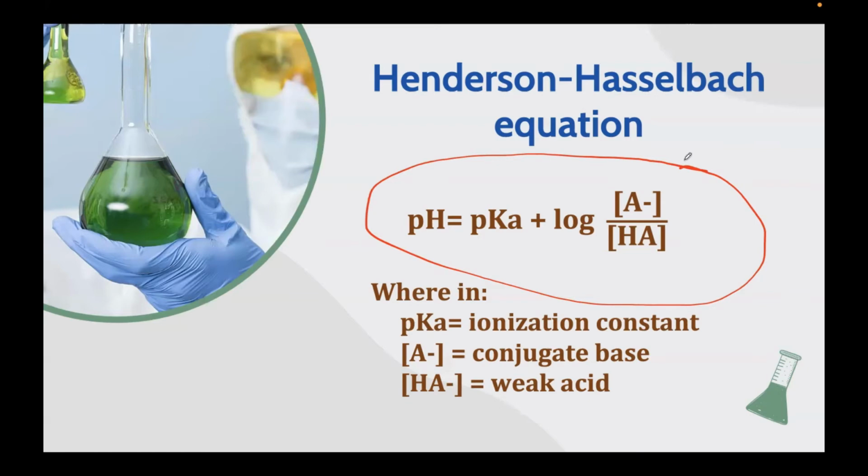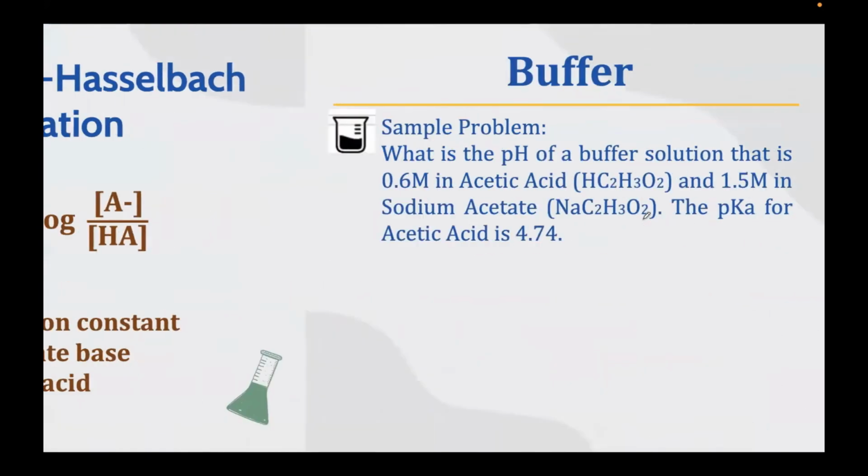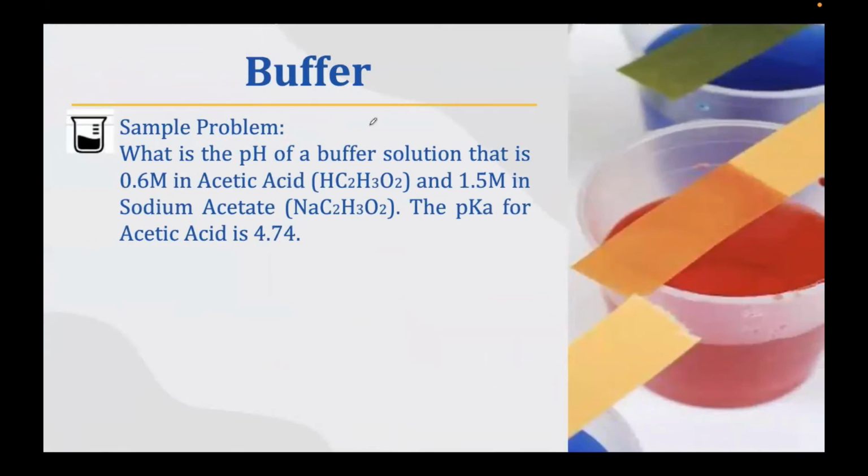nating ma-experience. Okay, going back to your Henderson-Hasselbalch equation, pH is equal to the ionization constant plus log times your conjugate base divided by your weak acid. Pakitandaan na po ang ating formula. So to give you a sample problem, what is the pH of a buffer solution that is 0.6 molar in acetic acid and 1.5 in sodium acetate? The pKa for your acetic acid is 4.74.